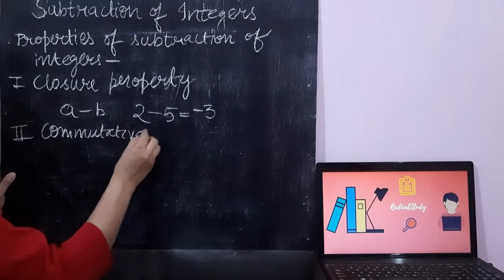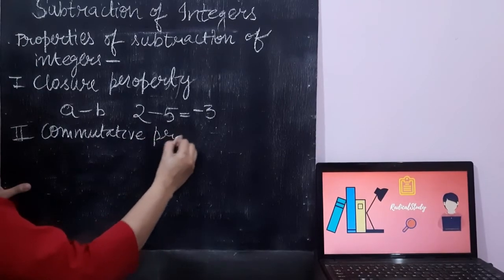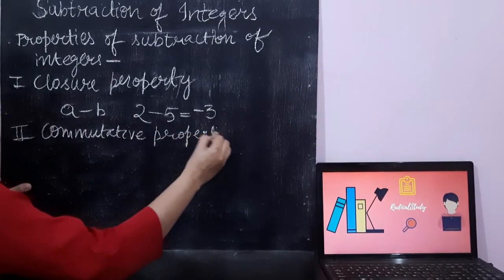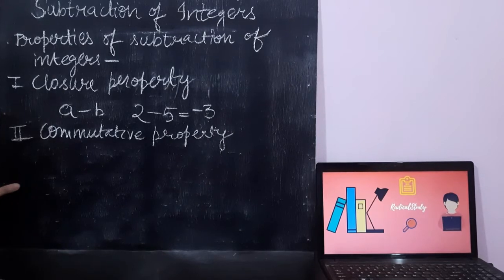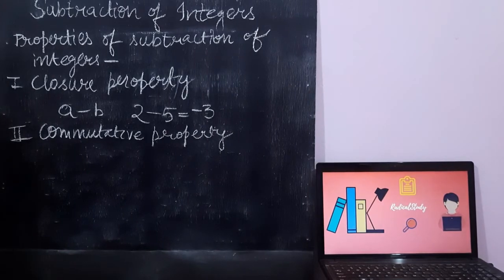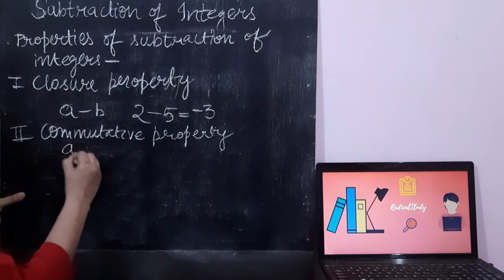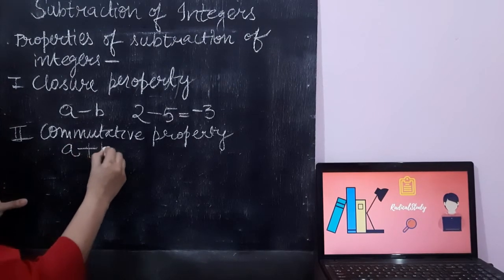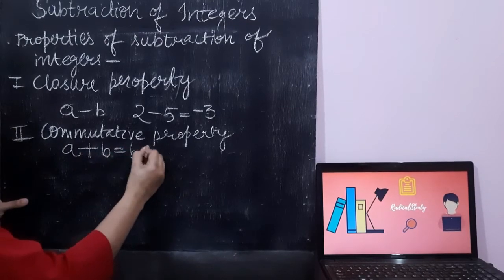Commutative property for the subtraction of integers. What is the commutative property, students? I have told you in the previous video also. I am giving you time to guess. Yes, your guess is right. Commutative property says that a plus b is equal to b plus a.